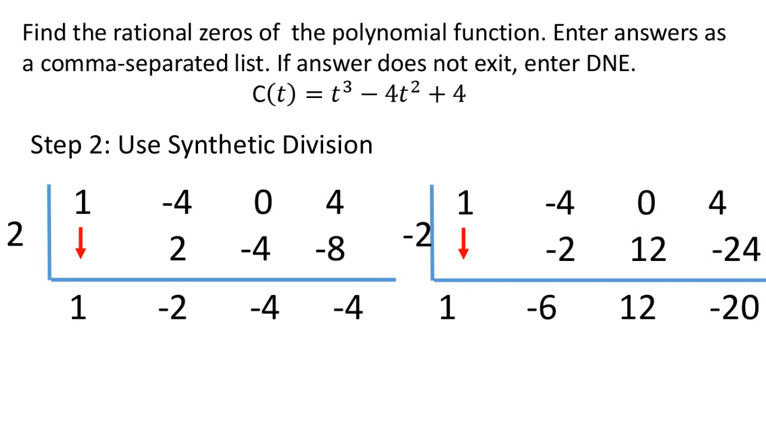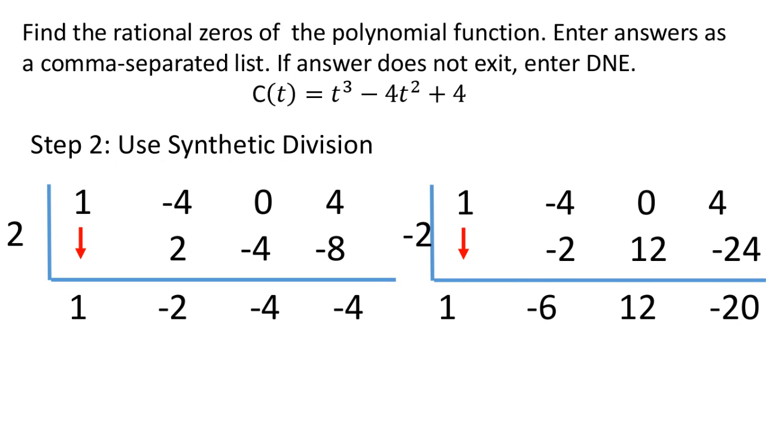Okay, no worries. If we look at here, Gabriela, 2 did not work, right? If we go through the steps, 2 times 1 is 2. So -4 plus 2 is -2. 2 times -2 is -4. 0 plus -4 gives us -4. And 2 times -4 gives us -8. And the 4 with -8 gives us -4. So 2 is not going to work. And again, -2 does not work either.